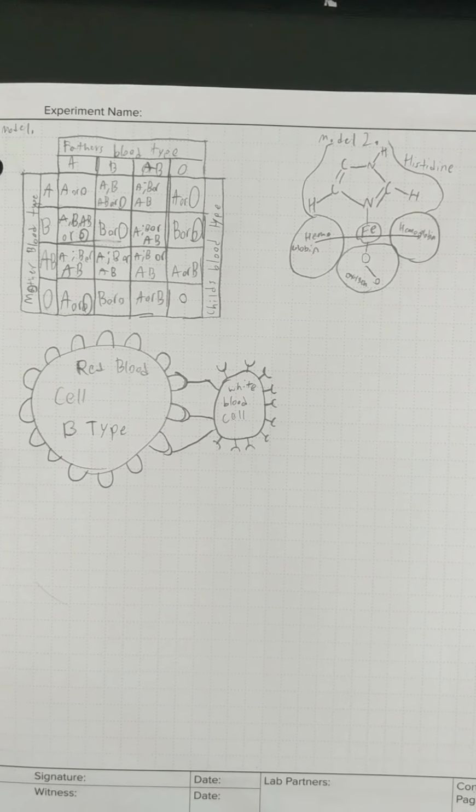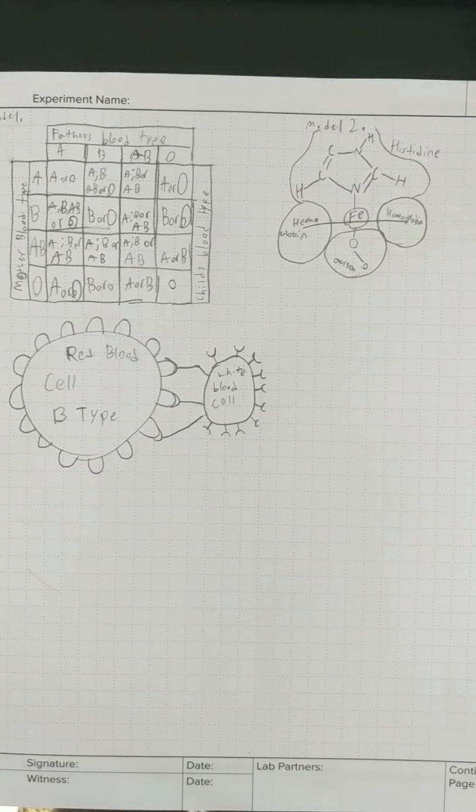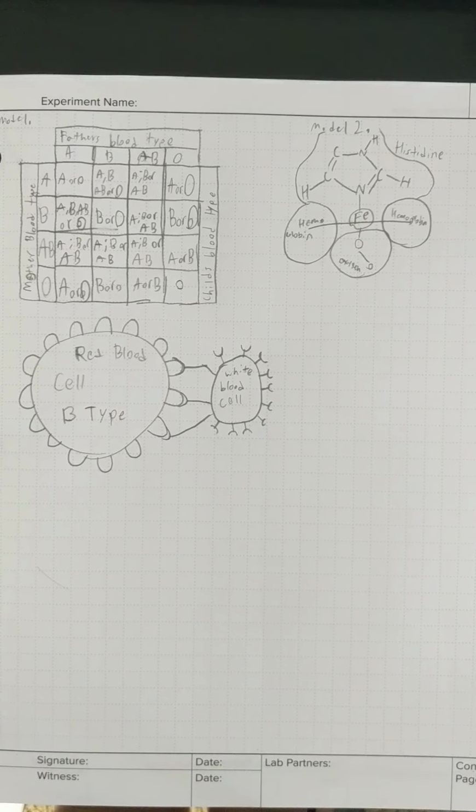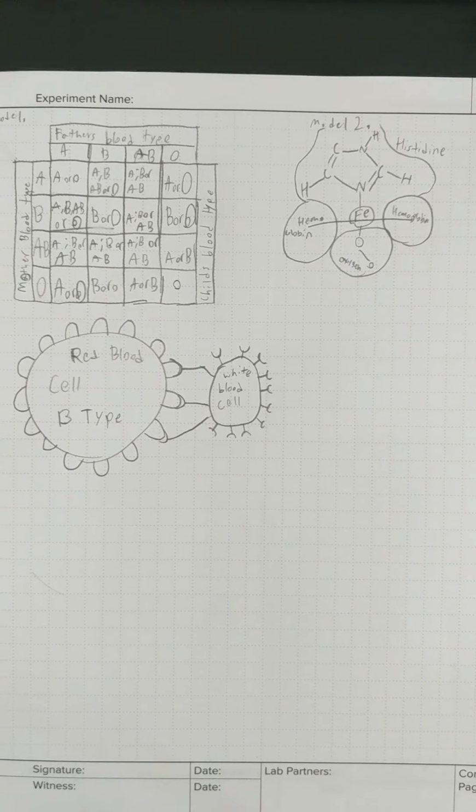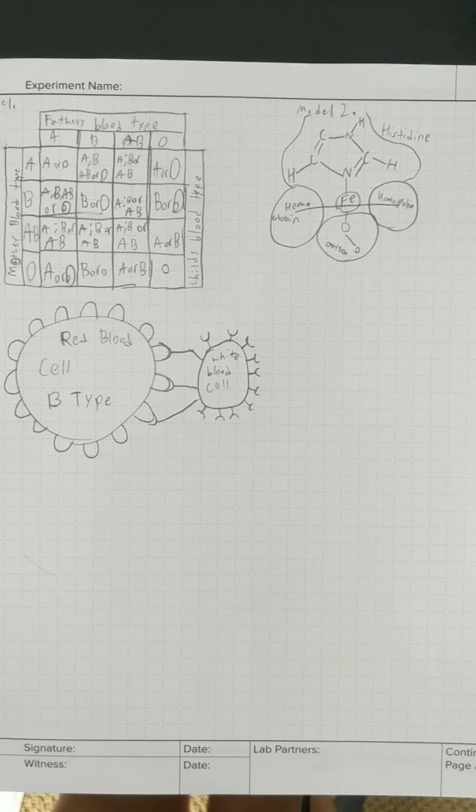Blood type is important. However, having oxygen in your blood is also very important. Your blood becomes oxygenated when the oxygen molecule connects to the hemoglobin in your blood cell.